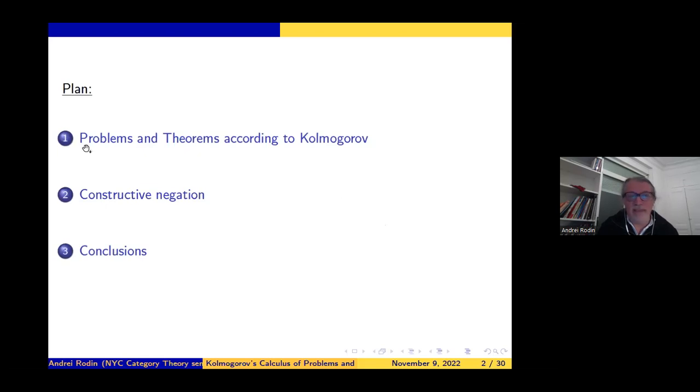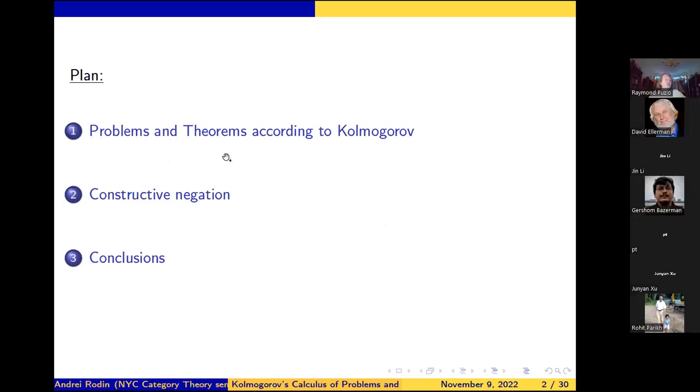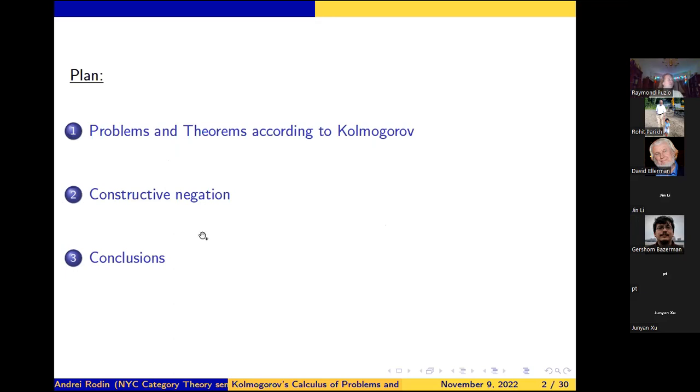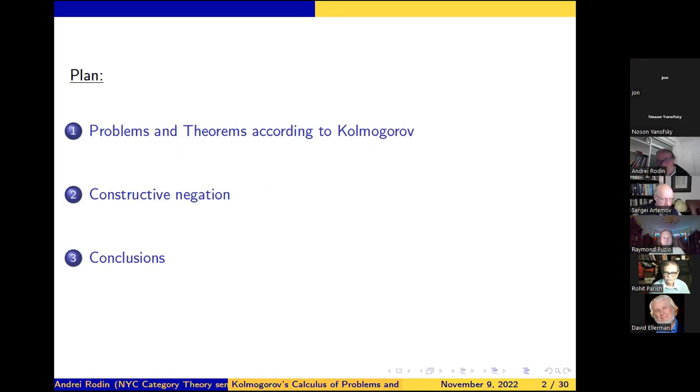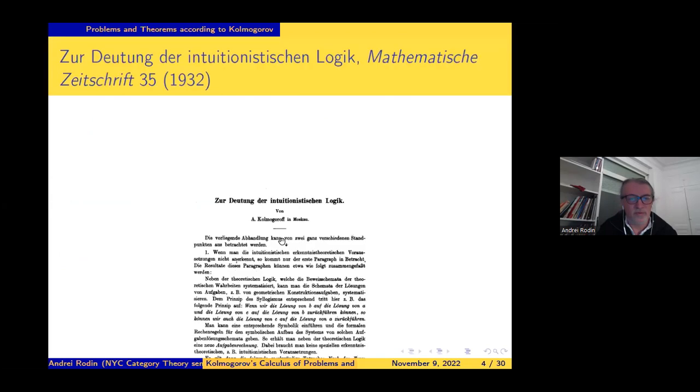Okay. So the plan is that I will talk about problems and theorems. That is a very old topic, traditional from Euclid and Proclus, but I'm not going to talk about this longer history, only about Kolmogorov and more recent developments. Then I will more specifically talk about constructive negation, the idea of negated problem in Kolmogorov. And I'm going to argue that there is something that is not yet well formalized and could be motivation for interesting further work. Basically, that's my two things.